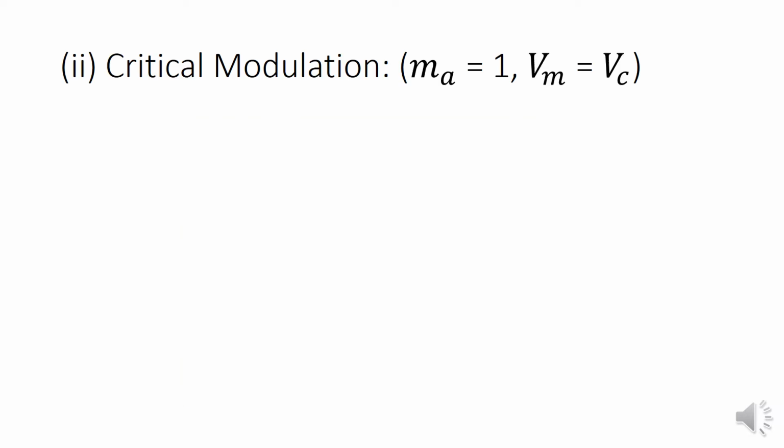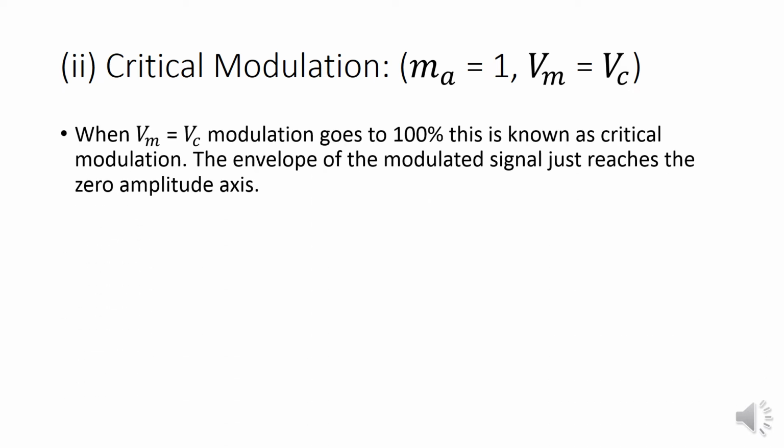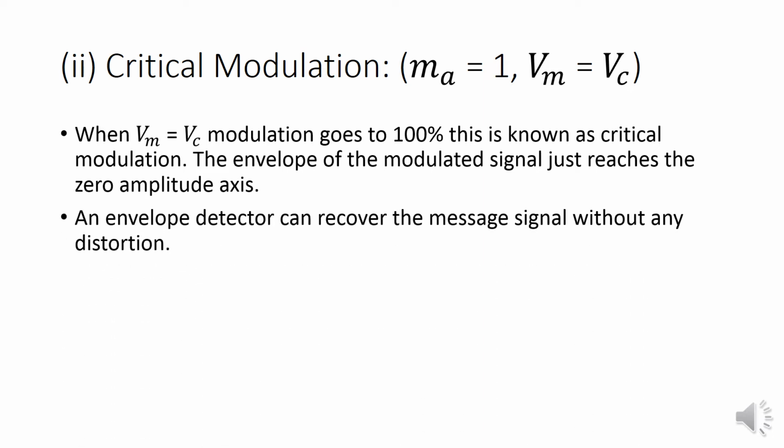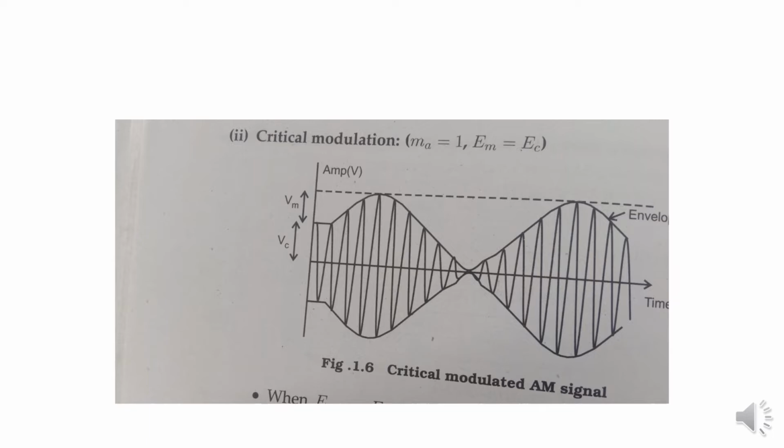Then critical modulation. The modulation index Ma is equal to 1, then Vm is equal to Vc. For Vm equal to Vc, the modulation goes to 100%. This is known as critical modulation. The envelope of the modulated signal just reaches the zero amplitude axis, so the envelope detector can recover the message signal without any distortion. Now we see the critical modulation diagram. In the center, the waveform reaches the zero axis. This is critical modulation.